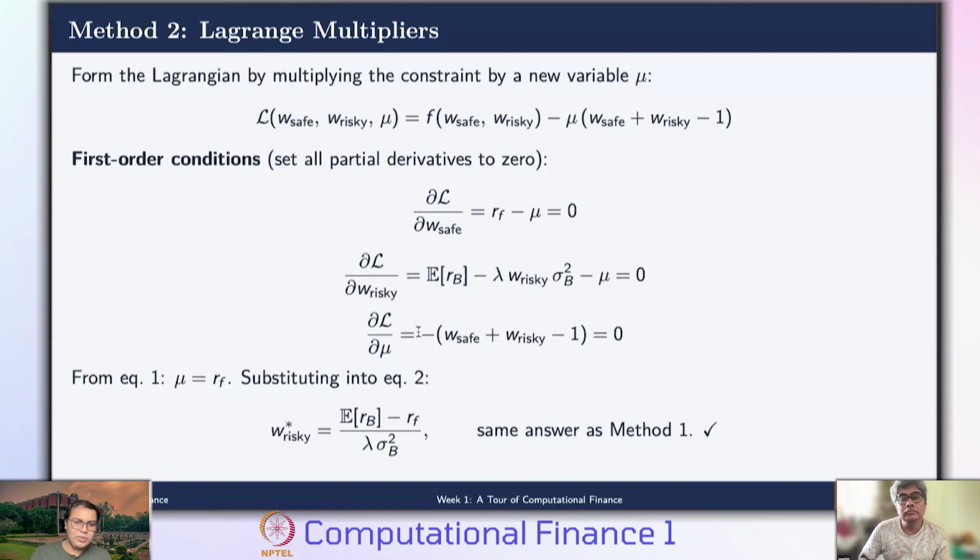So one question you might have is, why do we need to know two different methods if they give the same answer? The reason is that the Lagrange multiplier works even in high dimensions, even if you have more than two variables. So when we handle, say, 20 assets, the first method will not work. The method of substitution works only if you have one variable.